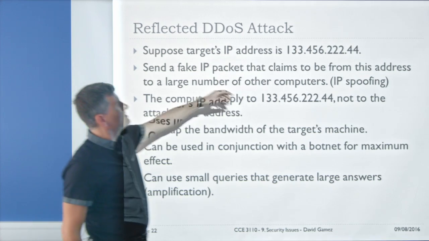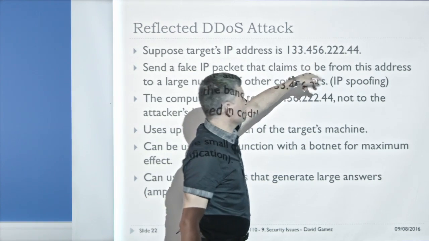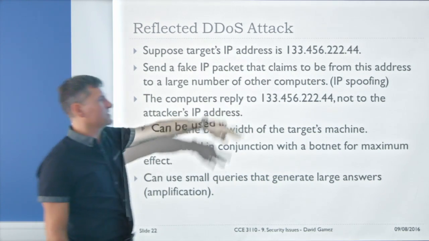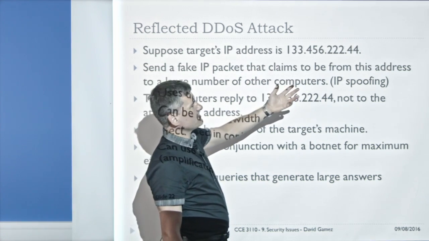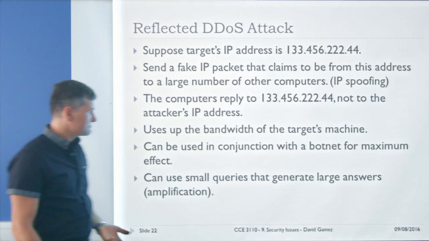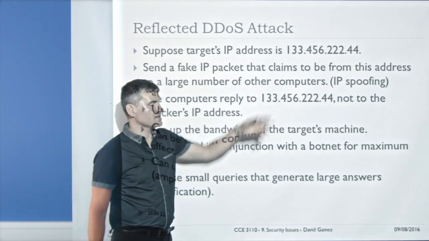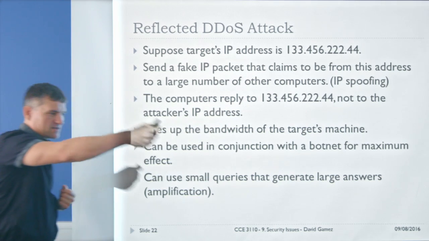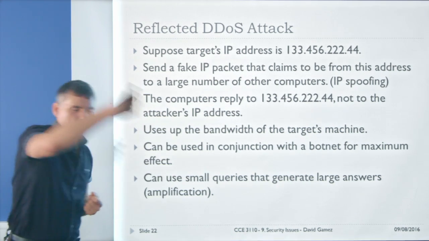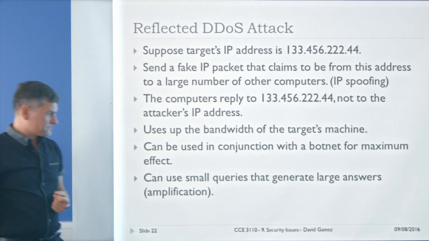So I'm pretending, so suppose we're trying to attack 135.456.20.222.44, right? So I send a fake IP packet that claims to be from this address to another computer. And the other computer replies to this address, so I'm reflecting. I'm sending a request to that other computer, and that other computer sends back a reply to the target machine.